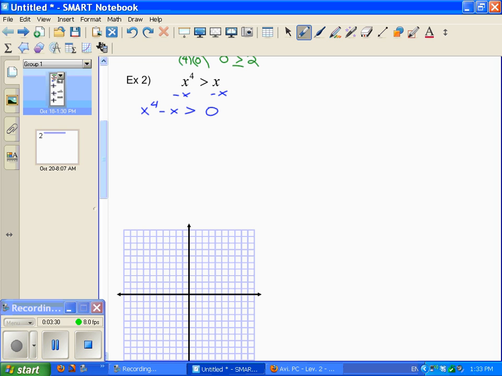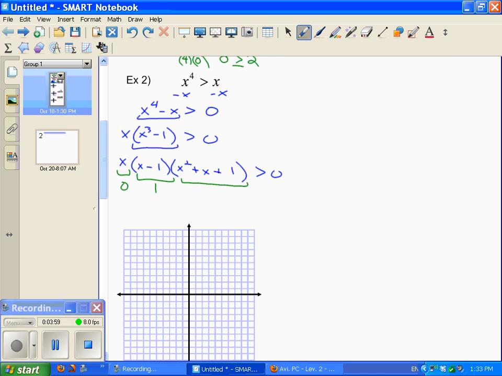So what can I do with this? You can take out an x, leaving me behind with x cubed minus 1. That factors. That's the difference of 2 cubes. It would be minus plus plus: x minus 1, x squared plus 1 x plus 1. All right, now. So what's going to make x 0? 0. What's going to make x minus 1 0? 1.